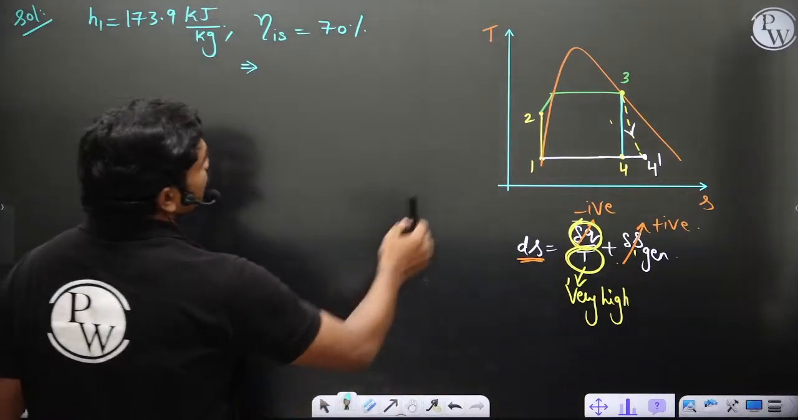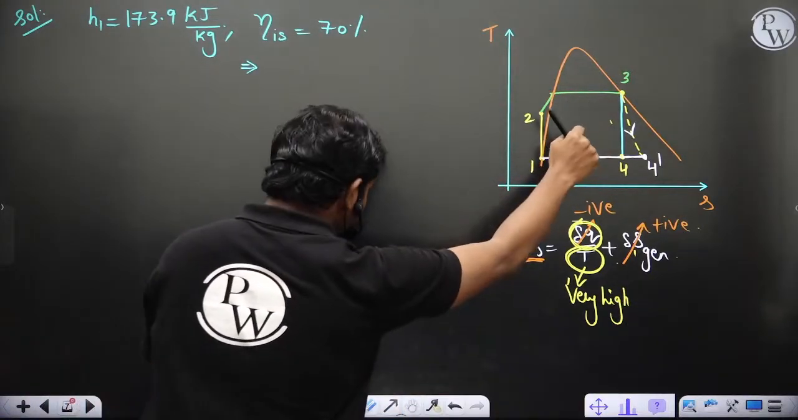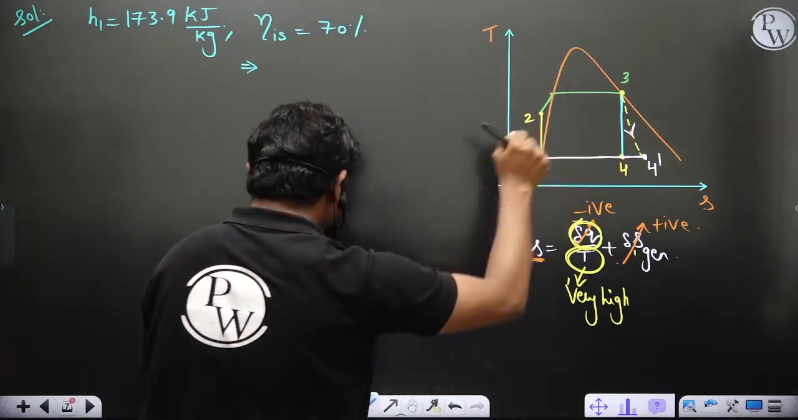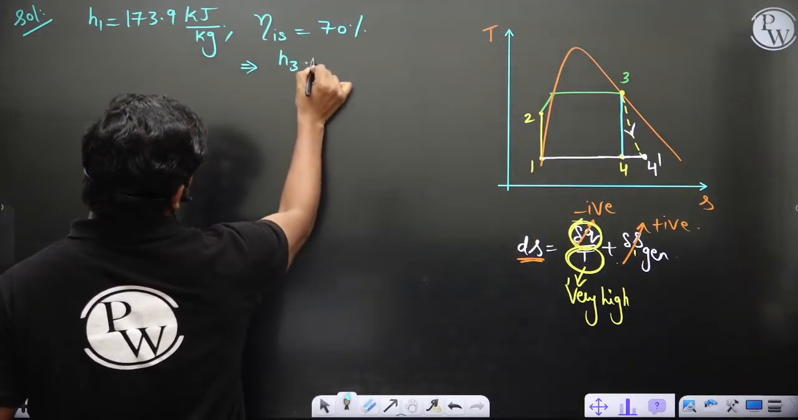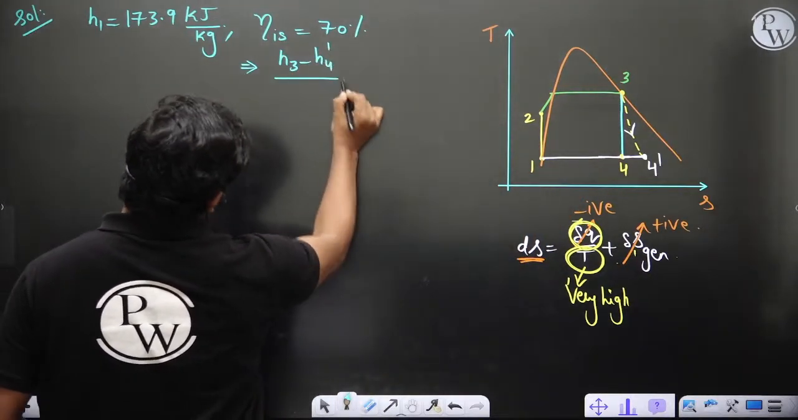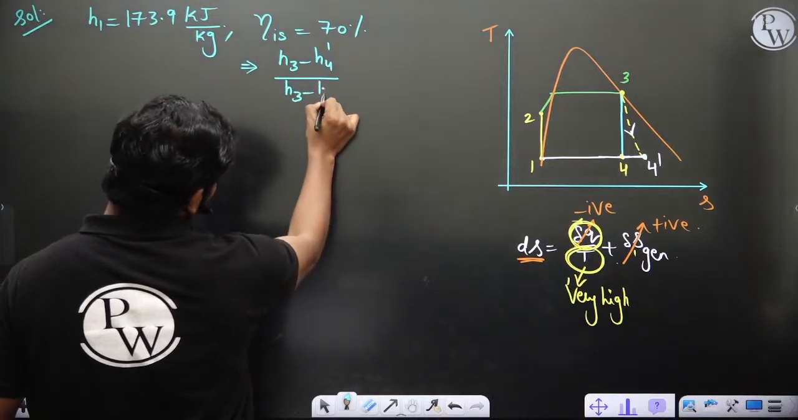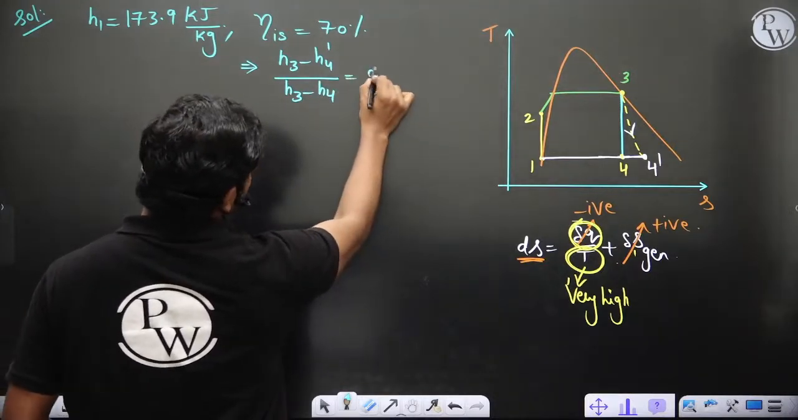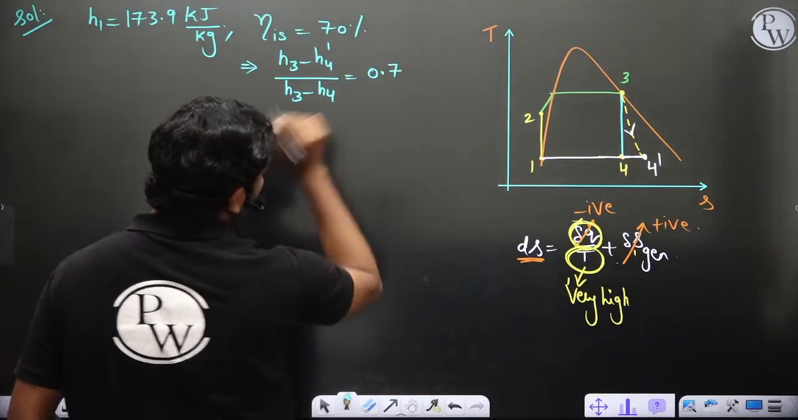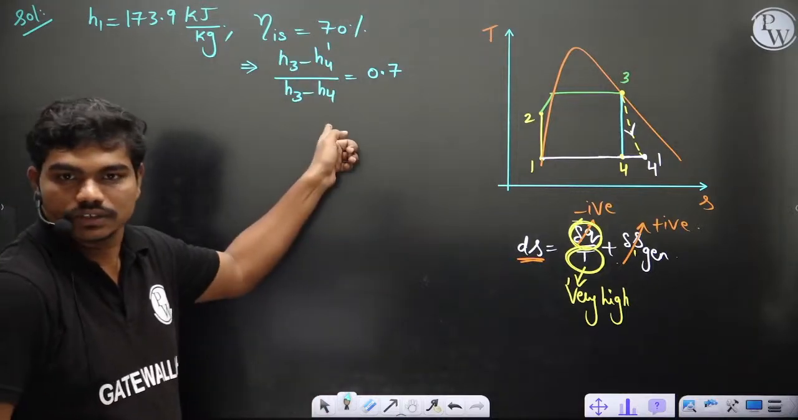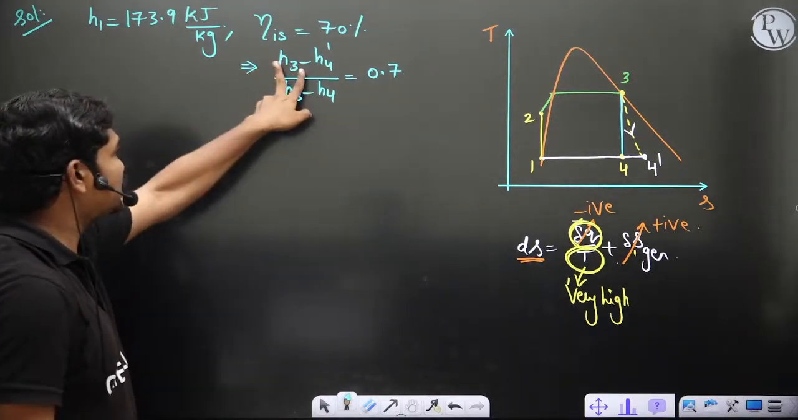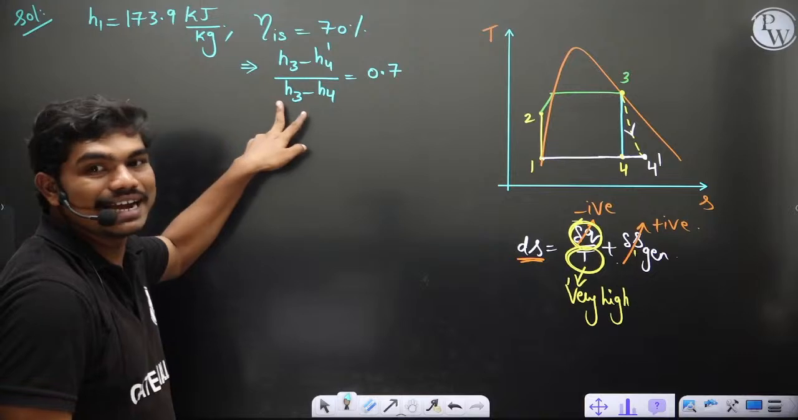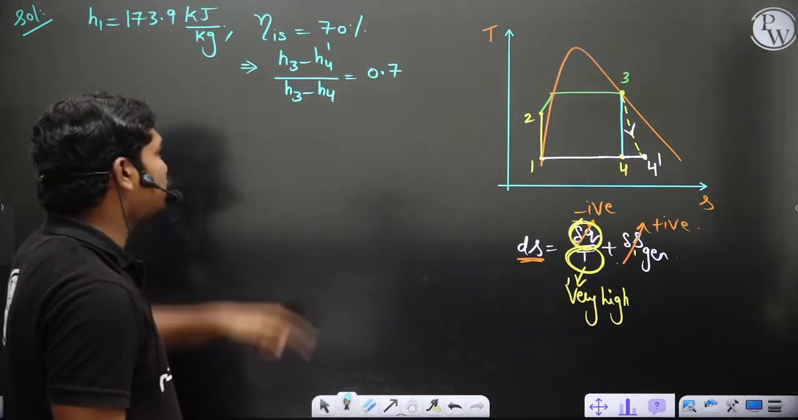So here, the actual work produced by this turbine is H3 minus H4 dash. H3 minus H4 dash divided by H3 minus H4, the ideal work this is supposed to do, is 0.7. This ratio is 0.7. I hope you all know how to write these conversion factors by this time. Because this is the actual work and this is the ideal, minimum by maximum, this is 0.7.